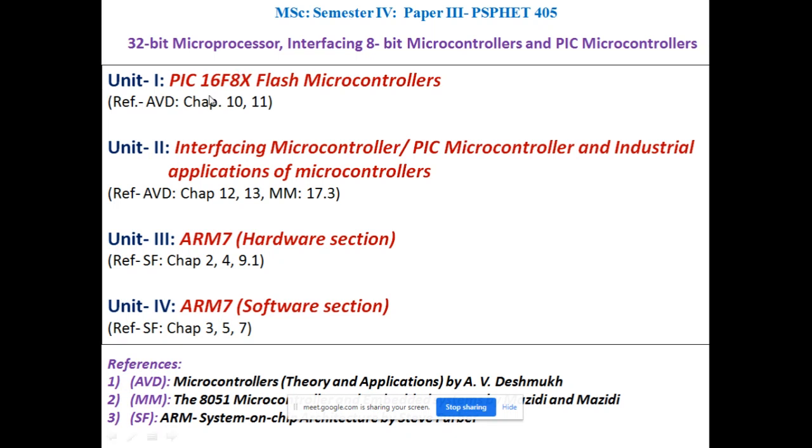Here we are going to study the highest level family member of this microcontroller family. Particularly we are going to study in details PIC 16F877 microcontroller. XX means here there are 2 digits, X and one more X, and those digits may be different digits. So the highest family member is 16F877, and that we will be studying in details in this unit. So that will actually complete the study of these flash microcontrollers.